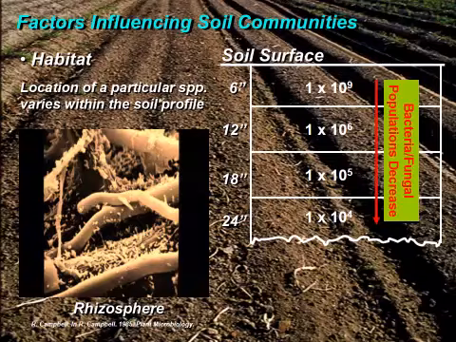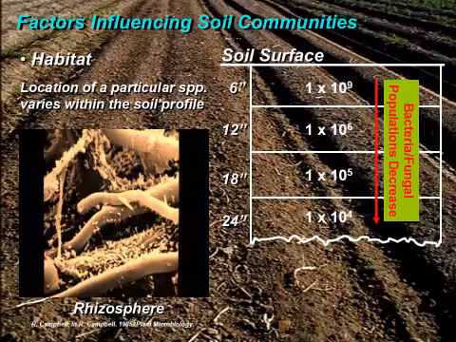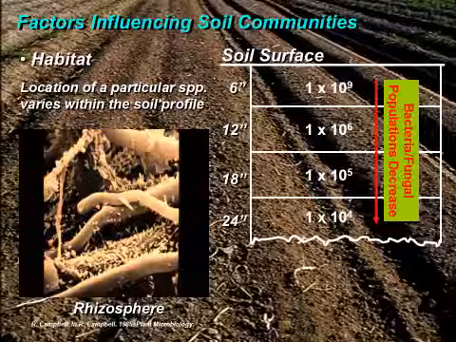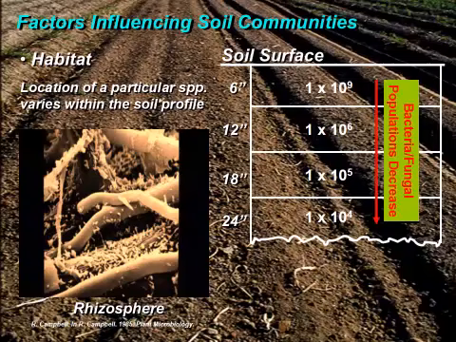And the reason for that is because most of the nutrients, most of the organic matter, most of the air, they've got to have. Most of them have to have some sort of oxygen exchange. They're going to live in that top 6 inches of soil. Okay, that's where their habitat's at.